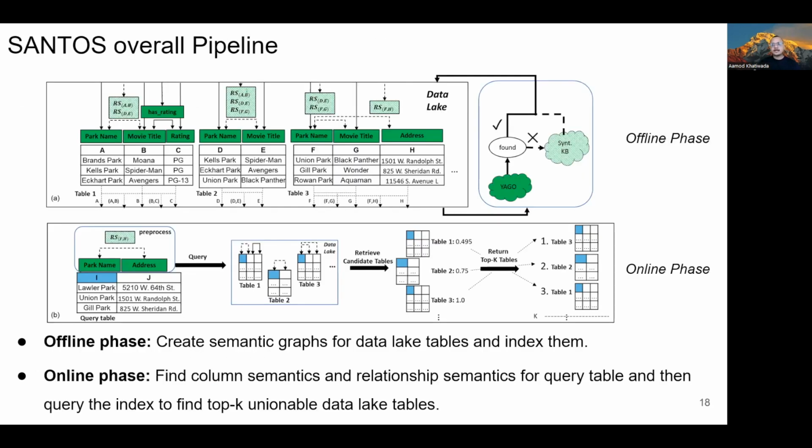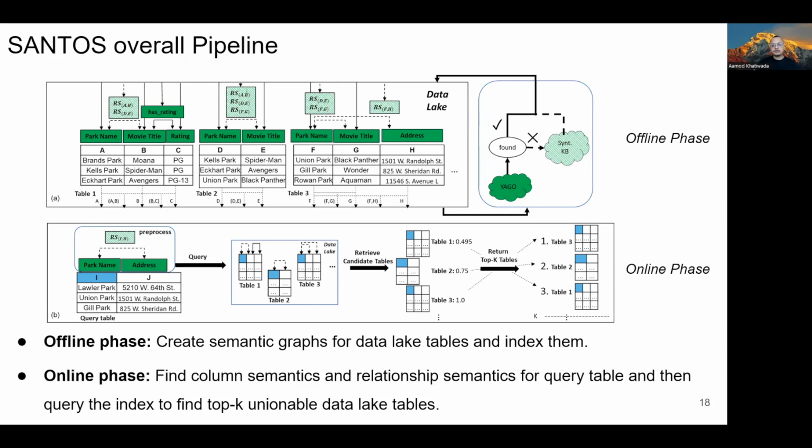Until now, we discussed how we create semantic graphs based on external knowledge base and synthesized knowledge base. Now we will briefly explain the overall pipeline of SANTOS. SANTOS has two phases. The first one is the offline phase, which comes before the user provides a query table. In this phase, we create semantic graphs for the data lake tables and index them.